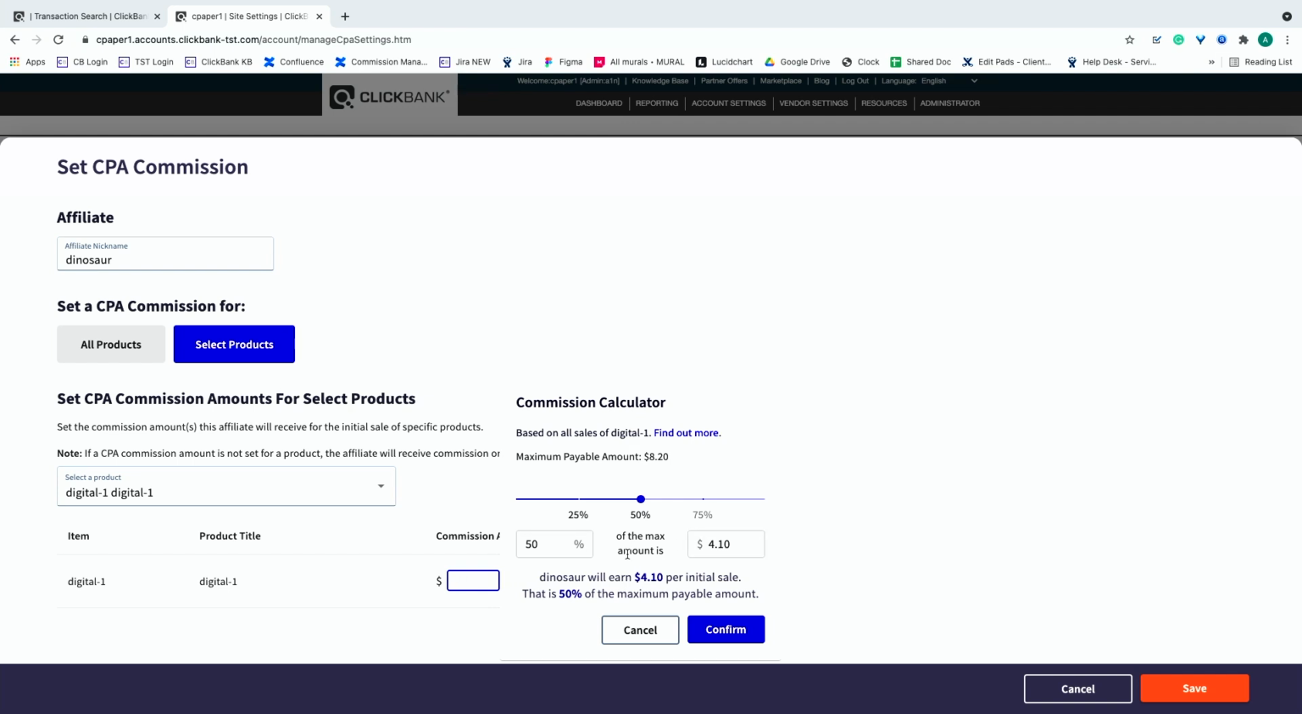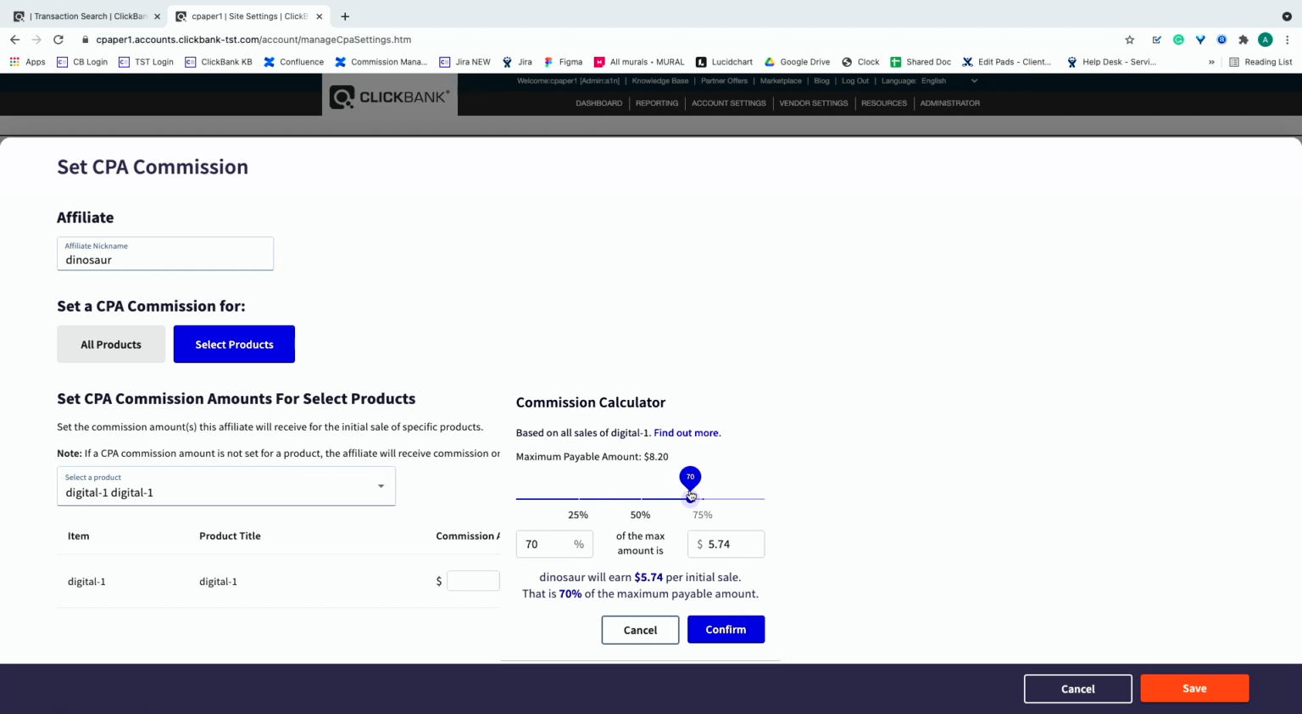If you're used to thinking in commission as a percentage, because that's the way ClickBank's always done it, let's say I was paying this affiliate a 75% commission and I wanted to know what that would be on a CPA basis. I can put in 75 and that would tell me that's about $6.15 of CPA. But I want to do a flat amount, so I'll put in 6. Okay, just so you know, that's 73% of the maximum payable amount you can pay this affiliate.